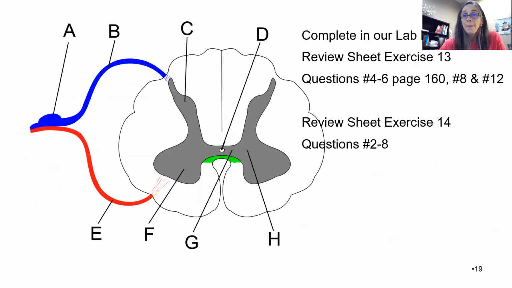And that's it. So your work, I suggest you label these so you know what is what. Your job in the lab manual is to complete exercise 13, questions 4 through 6 on page 160. Also, numbers 8 and 12. Then you are to complete exercise 14, questions 2 through 8. And that's it. You don't have to do the entire thing, just those questions.